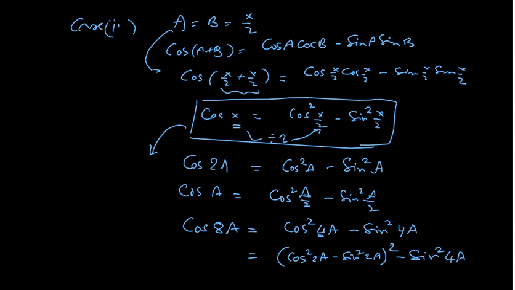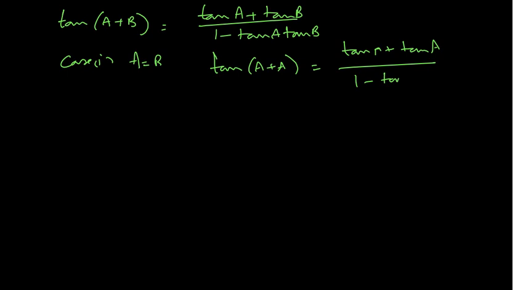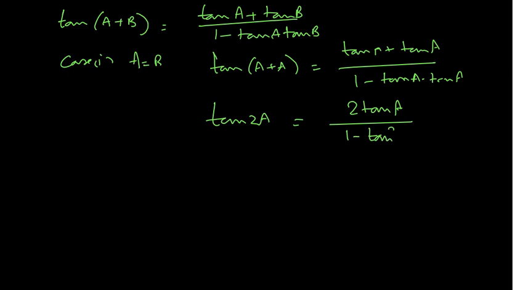Yeah. So that's how you can simplify this further if you want. So now, moving on to the tan. Tan A plus B, case 1 is A equals B. Then you have tan A plus A, that's equal to tan A plus tan A divided by 1 minus tan A into tan A. So you get a formula, tan 2A equals 2 tan A over 1 minus tan squared A. So this is another formula. And you don't need to simplify this any further. It's tan 2a equals 2 tan a divided by 1 minus tan squared a. That's how we will remember that.